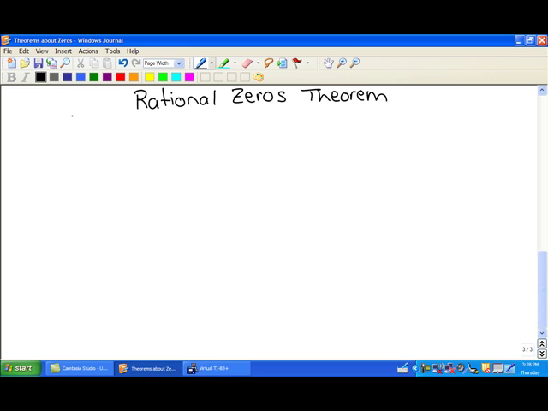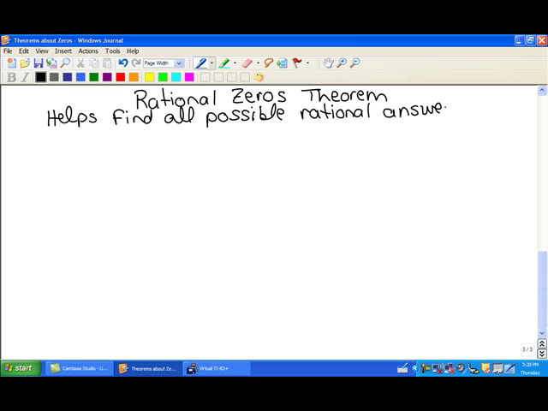Now let's look at something called the rational zeros theorem. The rational zeros theorem helps find all possible rational answers. To find these possible rational answers, you're going to divide the factors of the constant by the factors of the lead coefficient.